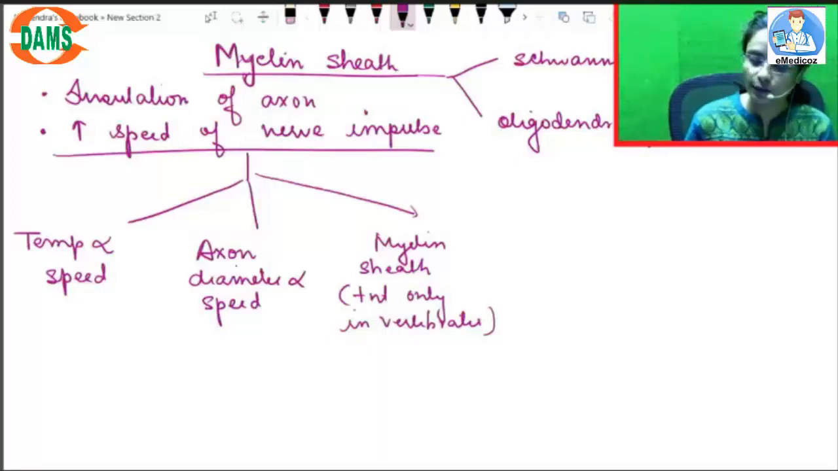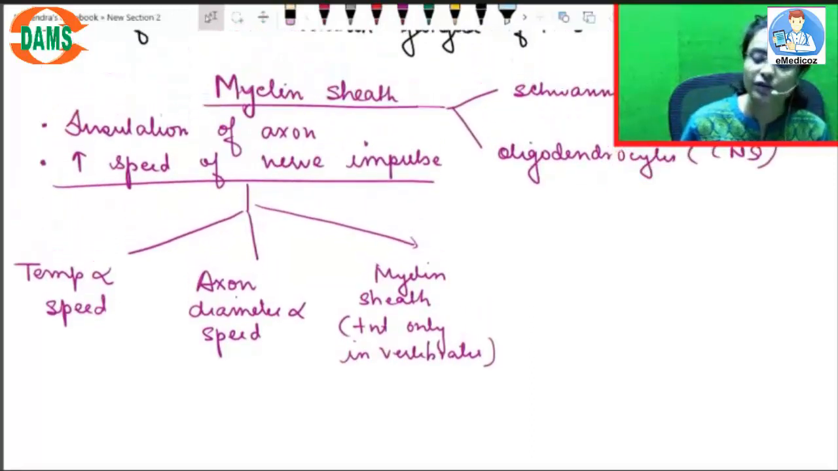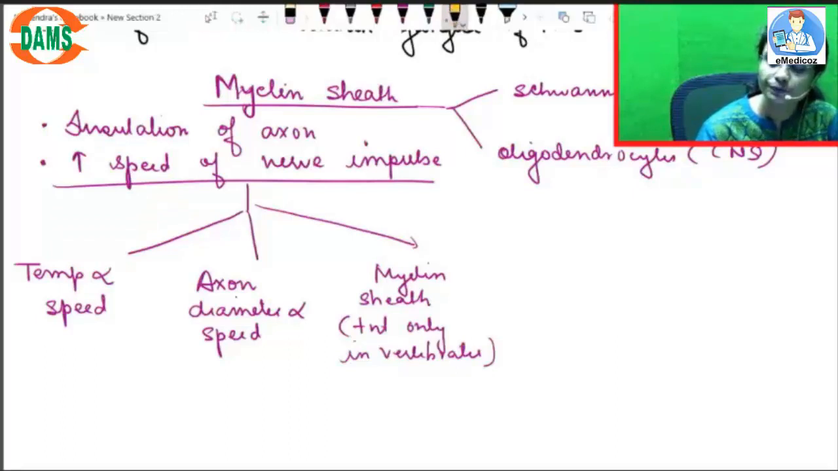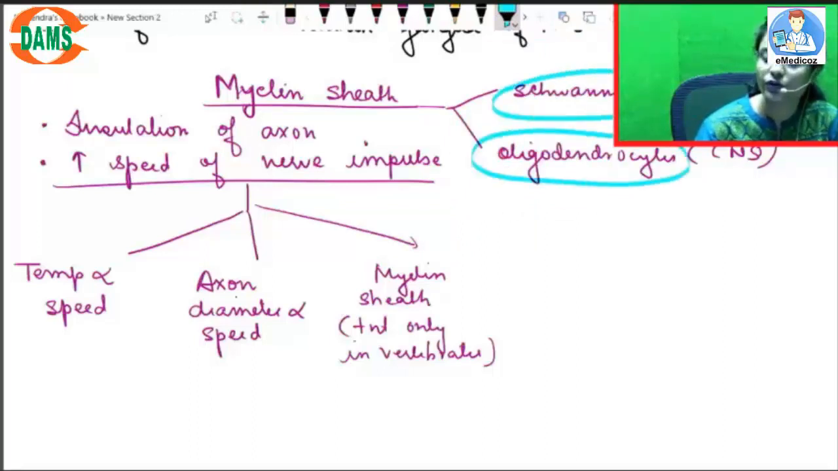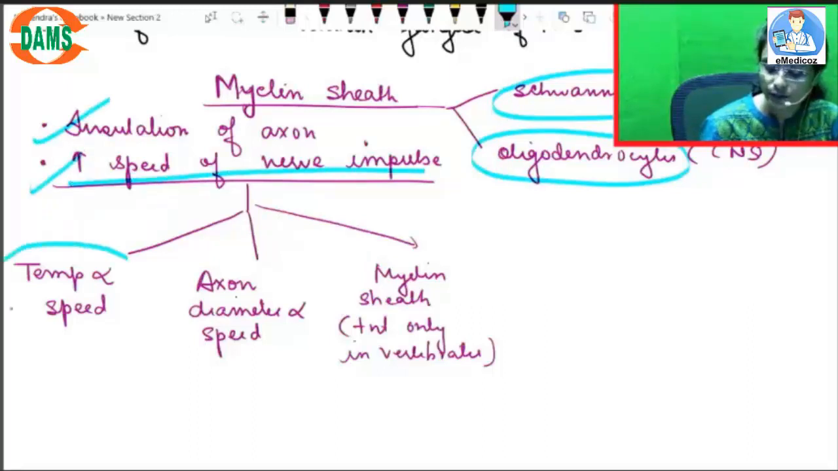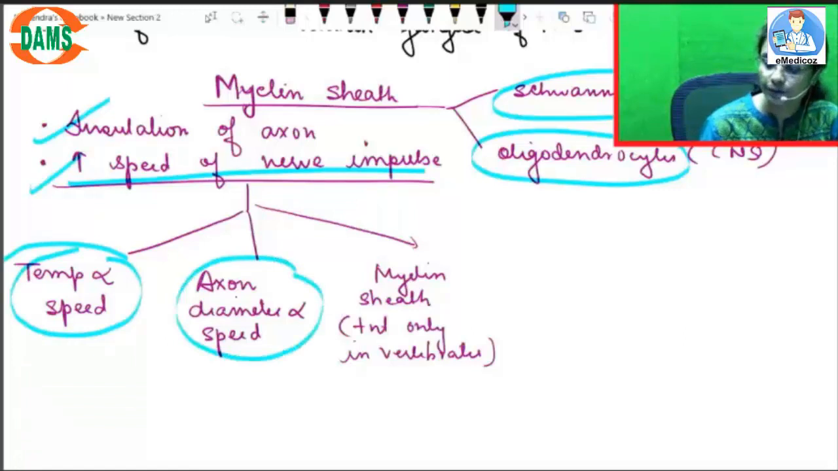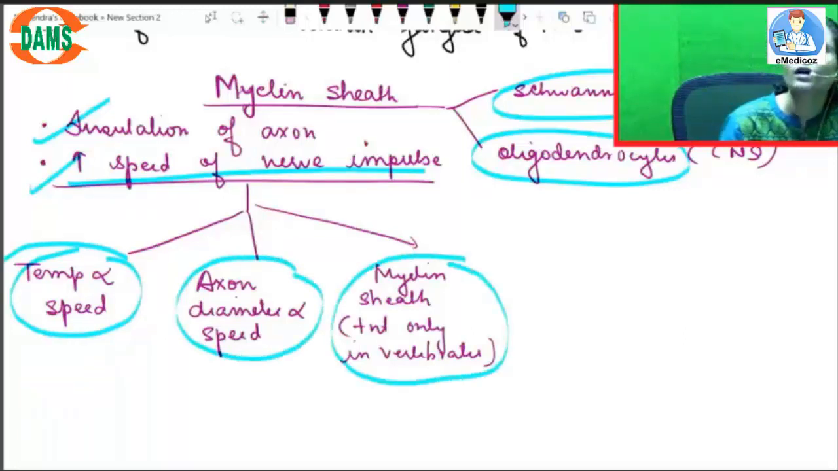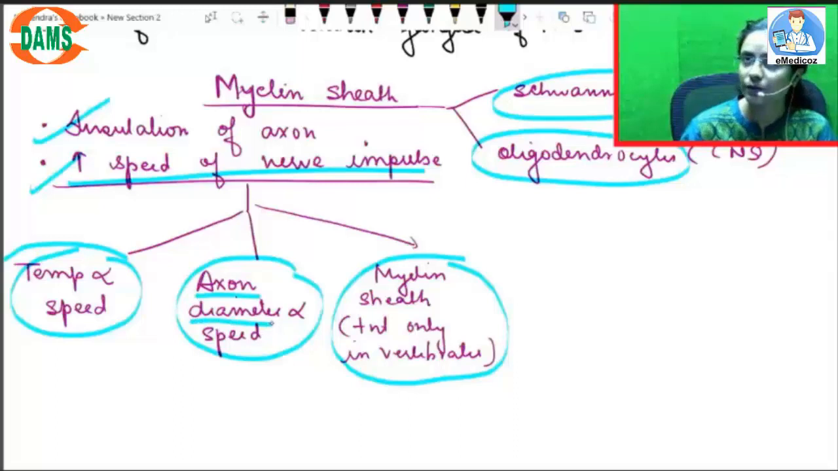So, coming to the myelin sheath, we will discuss what its functions are and how the myelin sheath is responsible for the conduction velocity. We will know that this is made of basically two sorts of cells, the Schwann cells and the oligodendrocytes. The first is the insulation of the axons. The next is that it increases the speed of the nerve impulse, and the temperature is directly proportional to the speed. Axon diameter is directly proportional to the speed, and myelin sheath is present only in vertebrates. Okay, so it's dependent upon the axon diameter and the temperature.